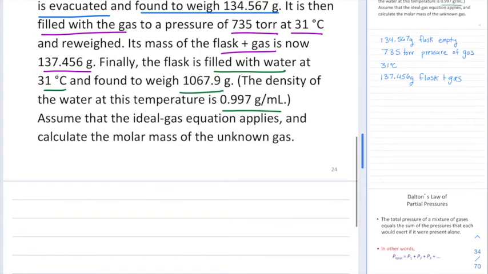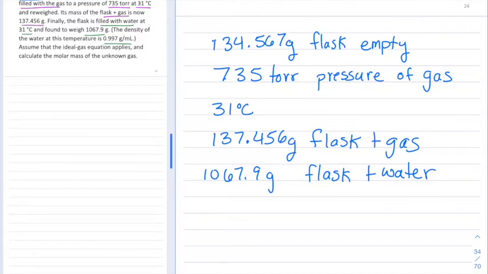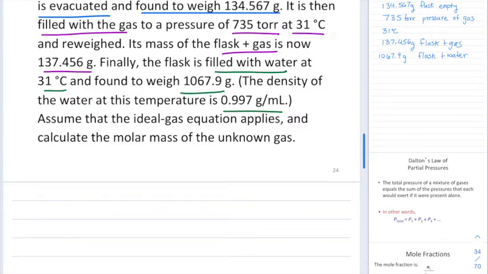All right, then it's filled with water, and it's at the same temperature, so I'm not going to bother writing down the temperature because it's the same one. But we have a new weight, and that is 1,067.9 grams. And this is the flask plus water. And then there's one other piece of information that we're given, and that is the density. So the density of water at this temperature is 0.997.